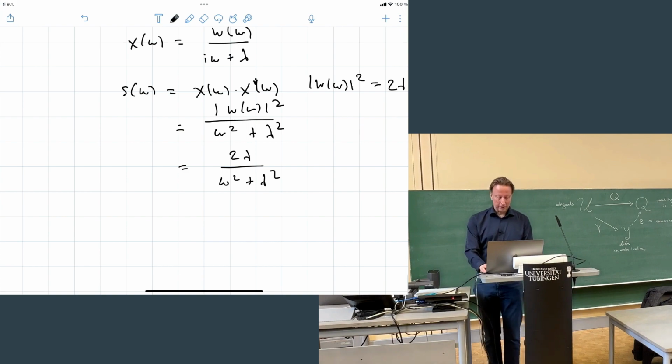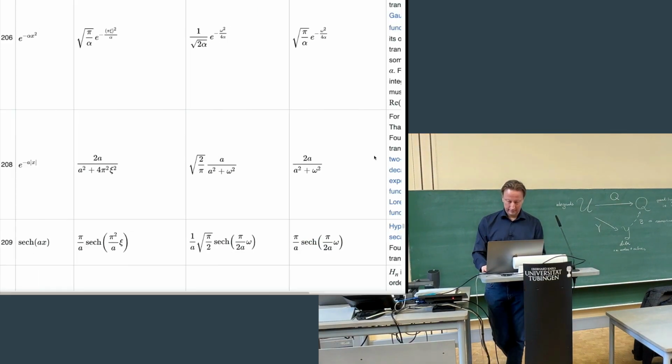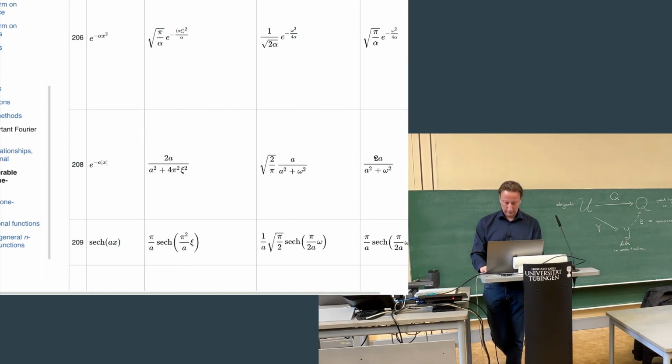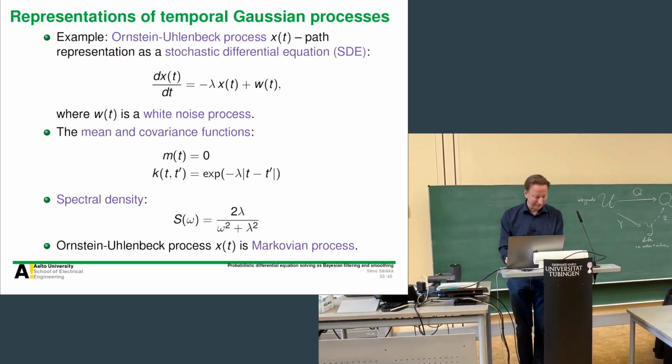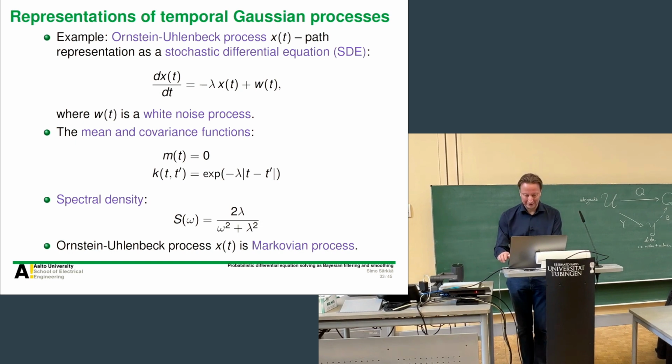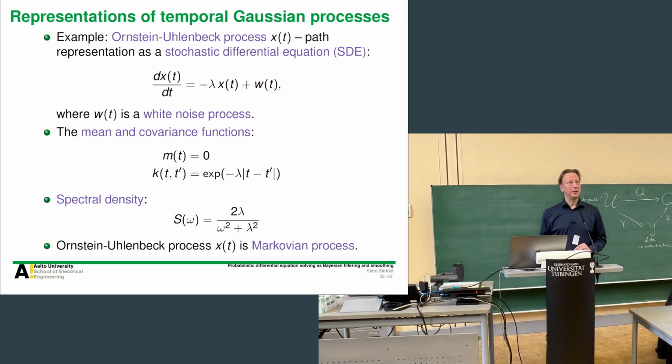So this is the connection between these two. Yes, so first one and the last one. So for any linear SDE, you can always compute the spectral density, well, for LTI systems. And then, what is the covariance function of that?